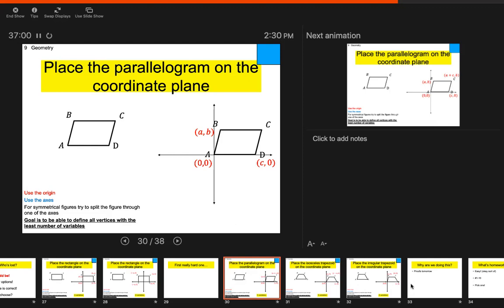You got A plus C. A would be the distance from here to here, right? So that distance is A. If you add it to C, then you're right there. We don't want that.